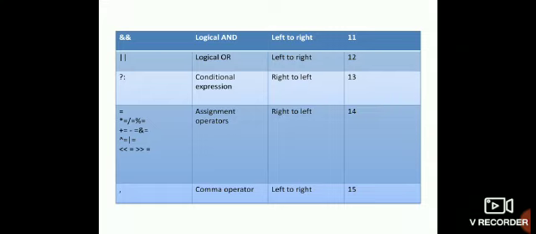The next operators are logical AND and logical OR, and the associativity is from left to right, and the ranks are 11 and 12 respectively. The next operators are the conditional operator and assignment operator, and the associativity is from right to left, and the ranks are 13 and 14 respectively. And the last operator is the comma operator, and the associativity is from left to right, and the rank is 15.